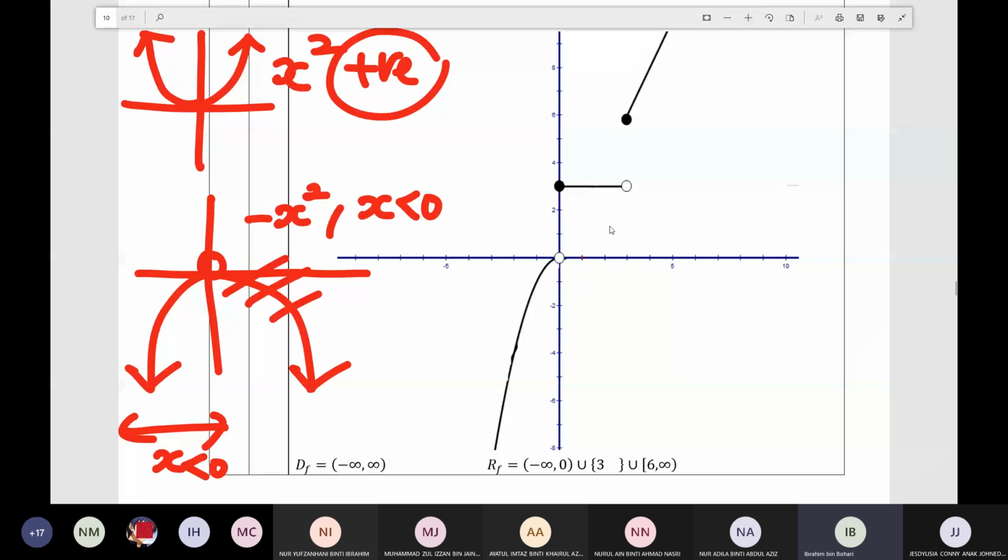So this part of the quadratic function you cancel. Kita ambil half saja. Okay, so between negative infinity and x equal to 0, you draw it. And the second, the constant function.